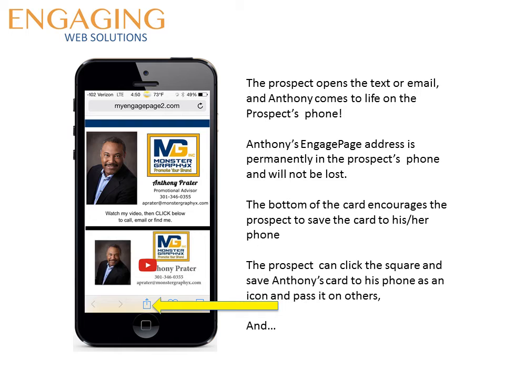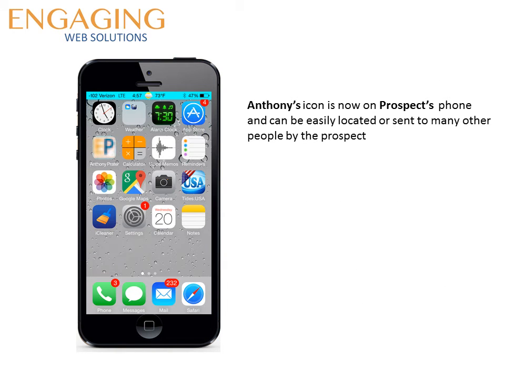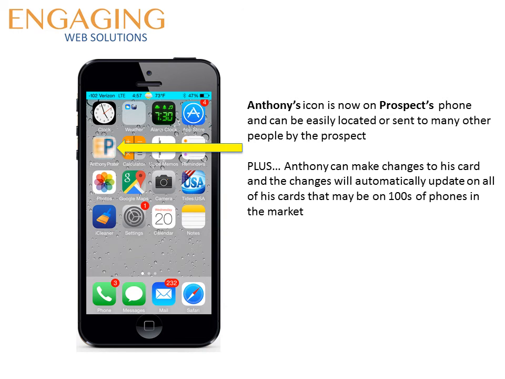A lot of times, because of the video in the card, a really nice presentation, and the fact that the prospect remembers meeting Anthony and thinks he was a pretty nice guy, there are a lot of reasons why prospects will want to save the information. It's a combination of making a nice impression at the event and making a beautiful impression when you follow up with a digital card that makes it easy for people to remember you. The prospect now has Anthony's icon right on their phone, and this can easily be sent to other people by the prospect. It's amazing how often this ends up taking place.